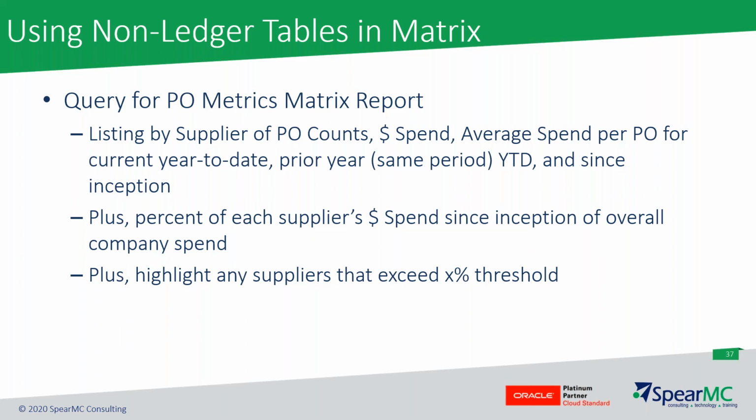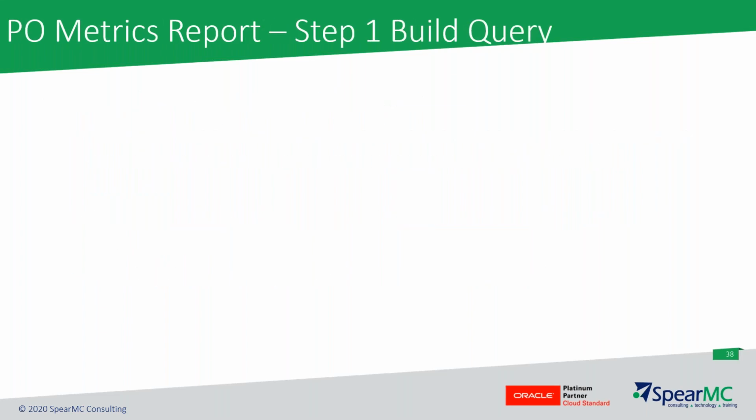Okay, so first off, the query, how do we do that? So we're going to list by supplier, the PO counts, the spend, the average spend. That is what we want to get here.